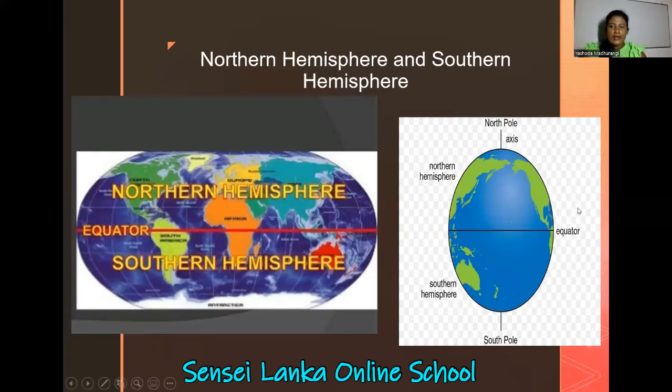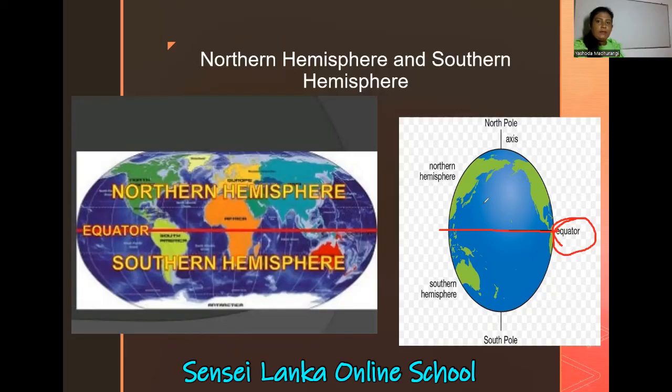So now, do you know what is the major latitude that you know? Equator, 0 degree. That is very important because it is doing another thing. Look at this. This is the equator. Equator is in the middle. It can divide our earth into two. So what are these two things?